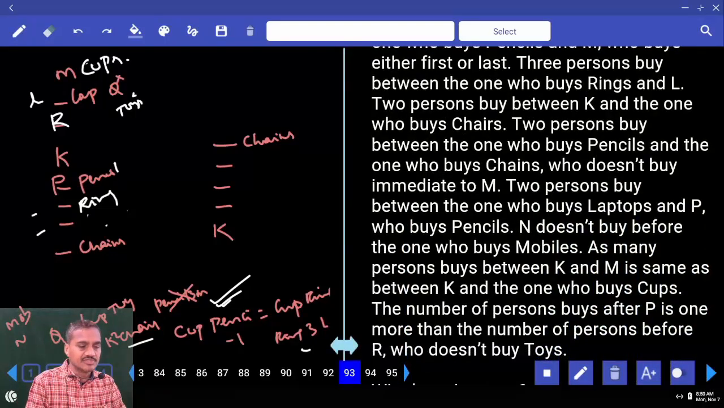K and chair మధ్యలో there are 2 persons. K కి చైర్కి మధ్యలో 2 persons కాబట్టి chair must be at this place. సరిపోయిందా? Chair. Now K and chair there are 2 persons. Q is neither a laptop nor toy, and laptop is ruled out. Q cannot be laptop and this one. And next one between L and this one.